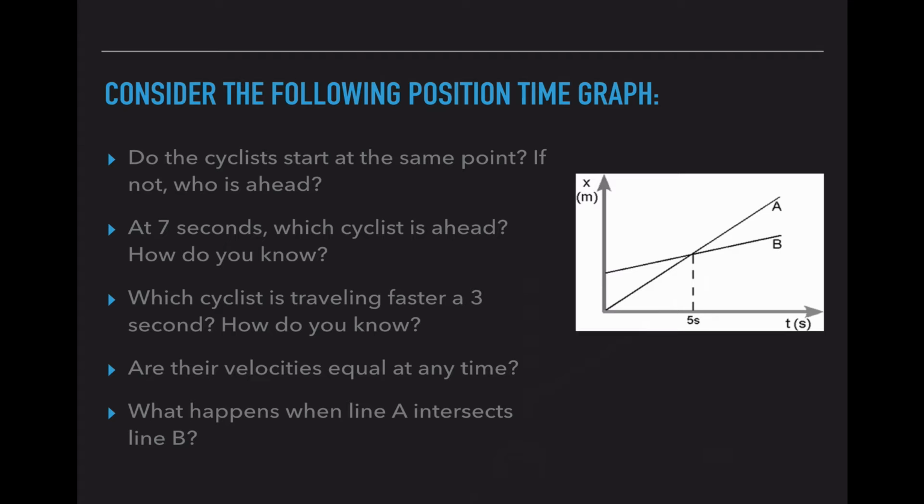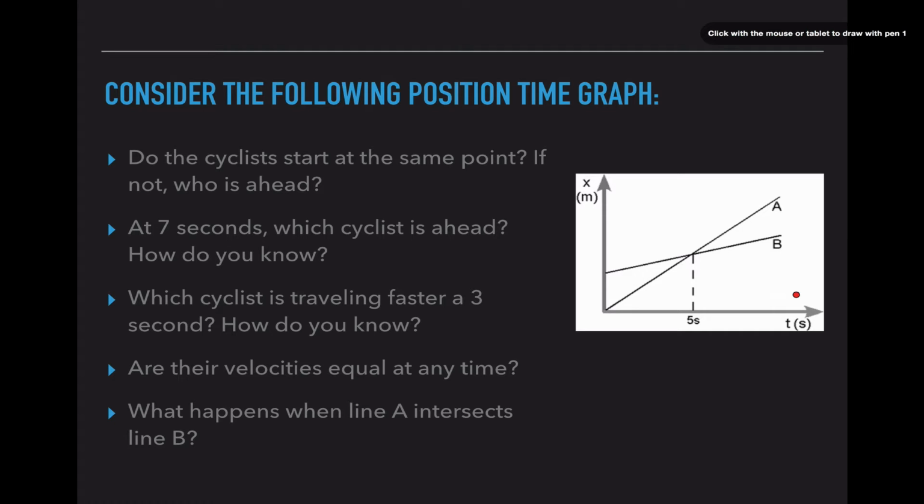Looking at this following position-time graph, I don't want you to calculate anything, I just want you to read the graph and let me know. So do the cyclists start at the same point? Yes or no? So we have 2 lines. Cyclist A starts here and travels all the way up. Cyclist B starts here. So in this scenario, cyclist B actually has a head start.